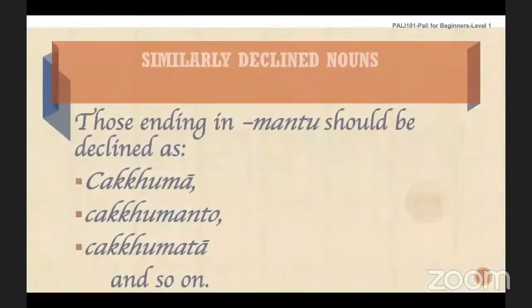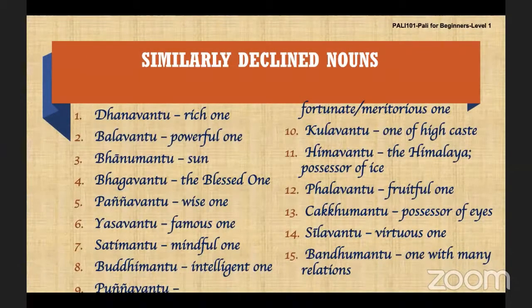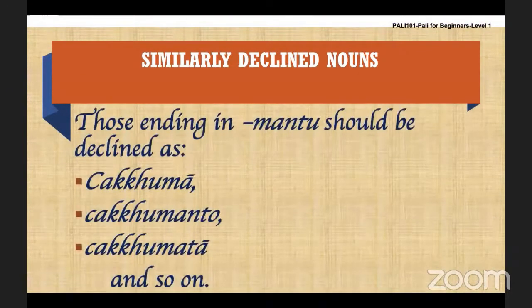I think we can go ahead and finish it today. We will continue with the rest of the nouns later on. So those ending in mantu should be declined as chakkhuma, chakkhumanto, chakkhumanta, and so on. So we know how it is done. And later on, we will also decline the vidusattha and also adverbs of time, maybe next week. Bante, this is the last lesson, right? Lesson 10. Yeah, you're right.